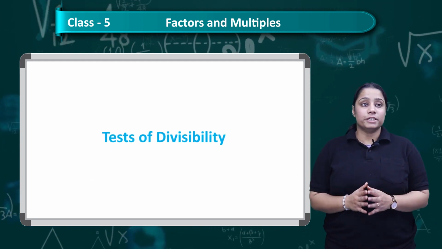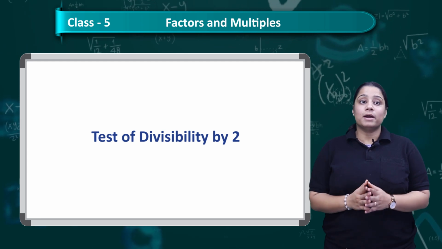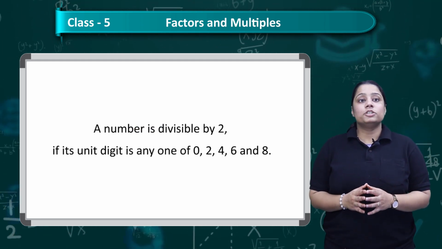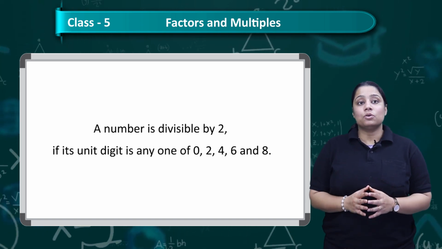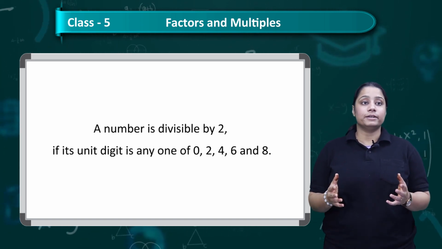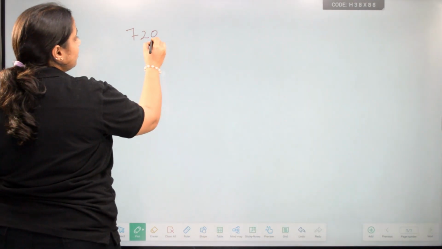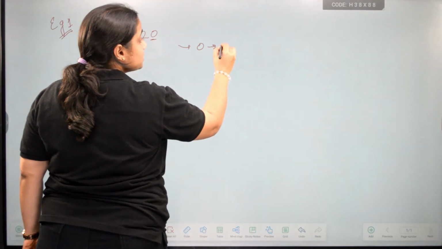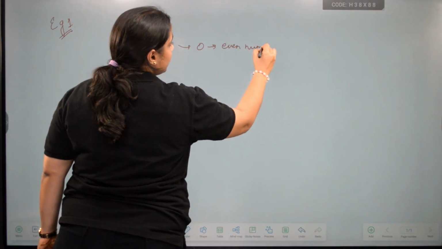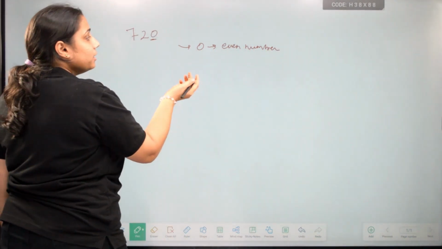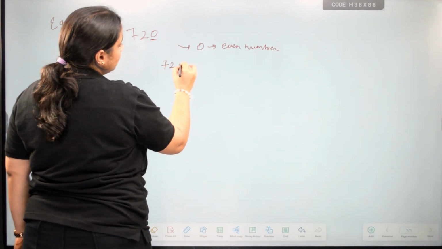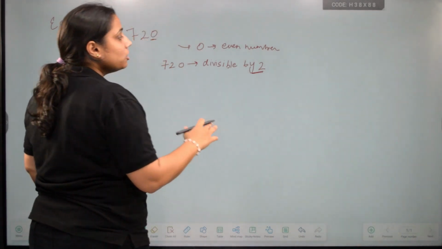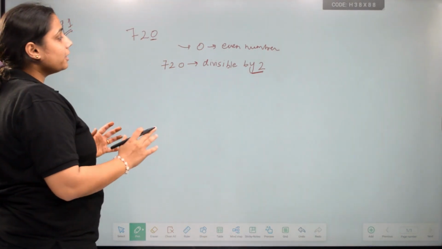Tests of divisibility. Test of divisibility by 2. A number is divisible by 2 if its unit digit is any one of 0, 2, 4, 6 and 8. 720 has 0 in its last place. So the last digit is an even number, hence it is divisible by 2. So 720 is divisible by 2. Any number which is even is divisible by 2.